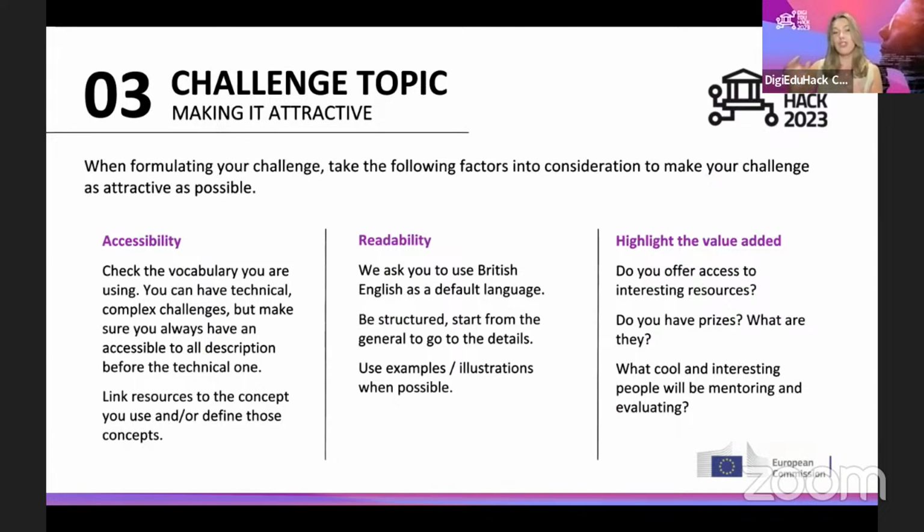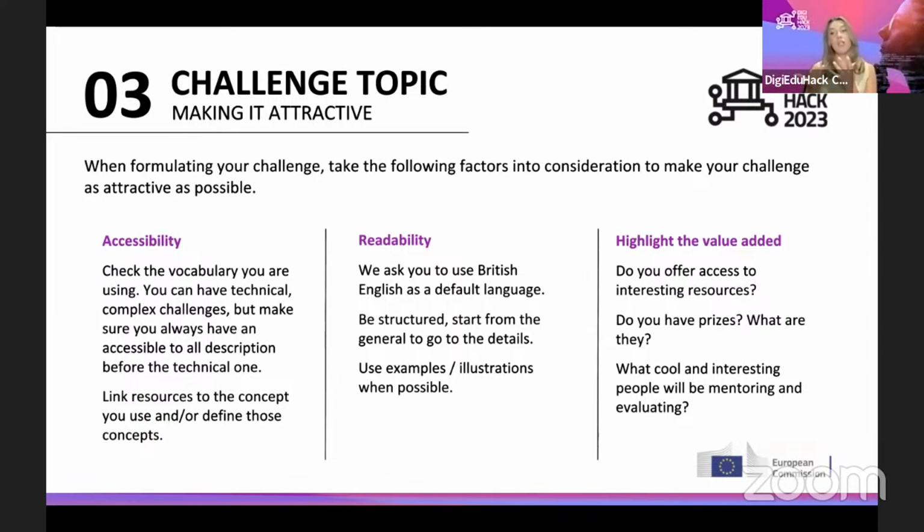And here, start with the vocabulary that you're using. Even if you are having a technically complex hackathon, which is fine, you're focusing on a certain technology and it is required to have some skills in that technology area, you need to have some basic skills in XR, for example.